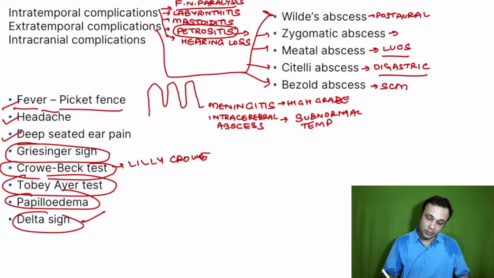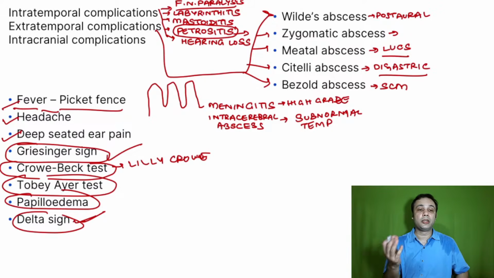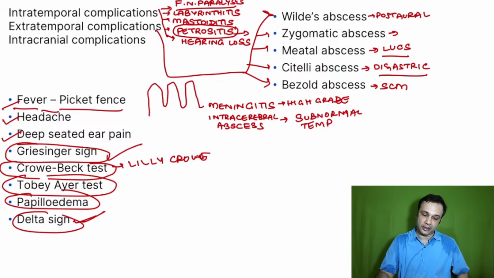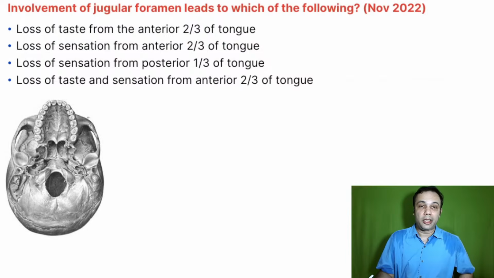Then you can have papilledema and delta signs. You see two important options were there from lateral sinus thrombosis. In this case, you have Griesinger's sign, delta sign. Delta sign is basically absence. Because of the thrombus in the lateral sinus or the sigmoid sinus, there is a sort of filling defect that is known as empty delta sign.